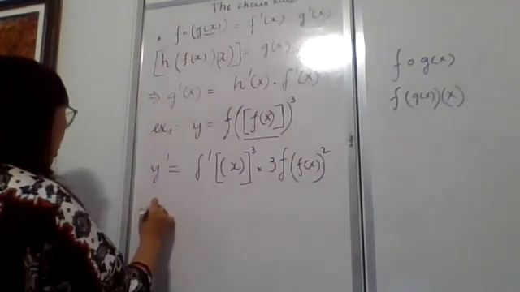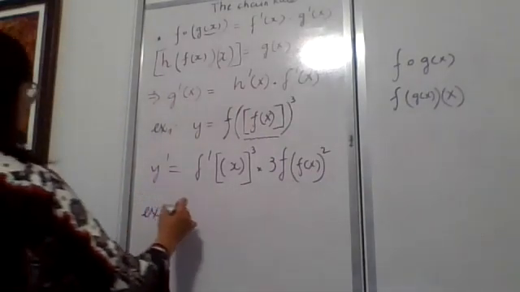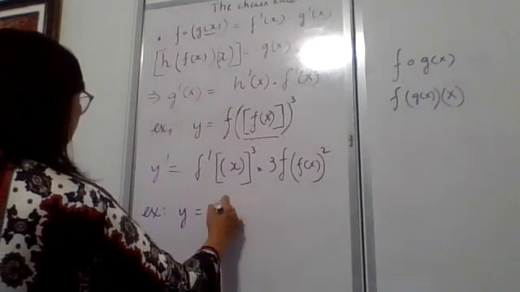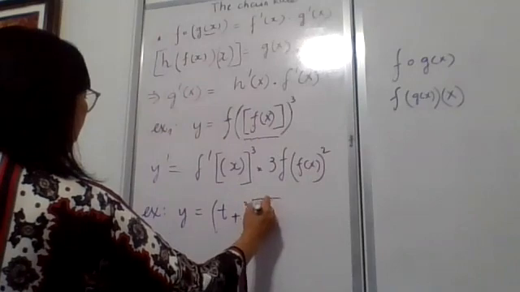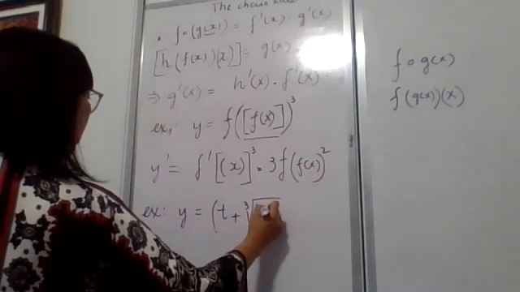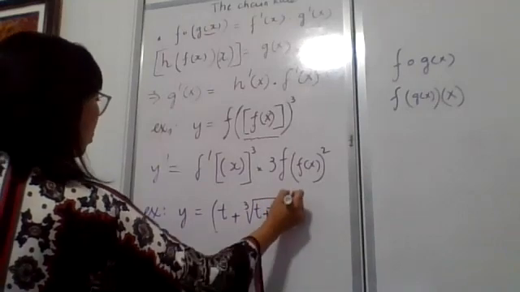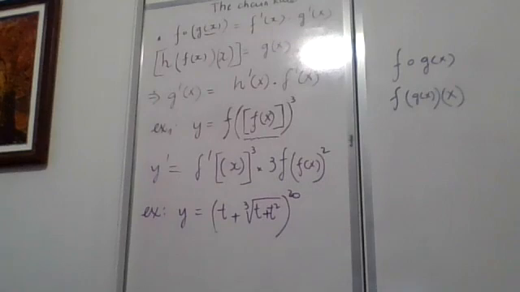Now, let me give you another example. Let's say I have a function y equal to t plus the cube root of t plus t squared, all of them to the power 20. So how do we do this derivative?